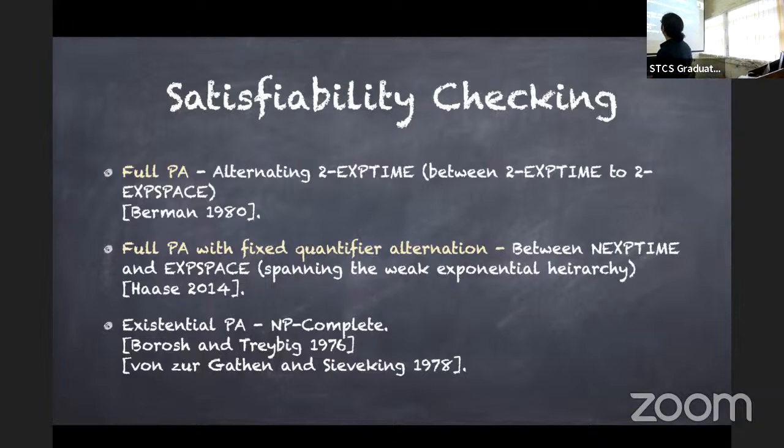Alternating 2EXPTIME is not the same as 2EXPSPACE? No, it's not exactly. We know that alternating EXPTIME, I think, is EXPSPACE, but for this we don't. And it also depends on the parameters; this result is also parameterized by the number of variables. I should have mentioned that, but I did not. So it also spans the hierarchy between two exponentials. What is alternating 2EXPTIME? It's doubly exponential time with alternating Turing machines, so the hierarchy on top.